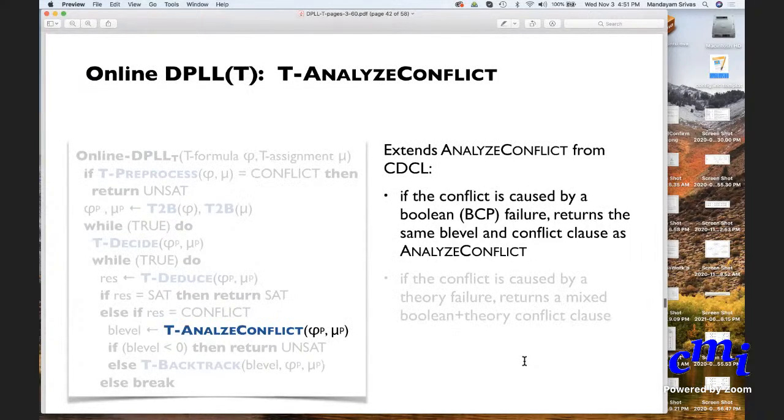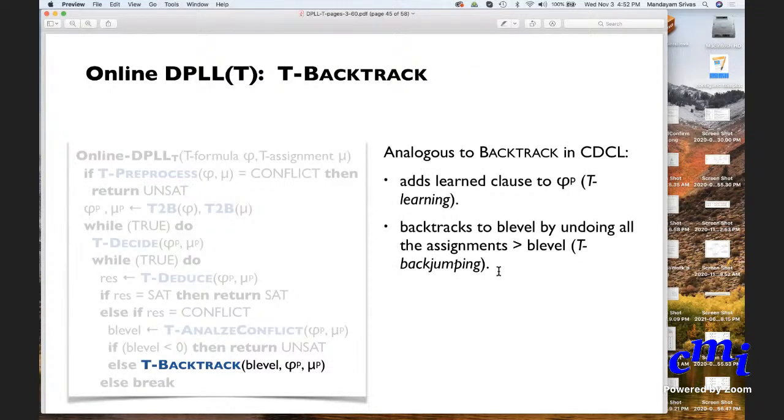Okay, so analyze conflict does something very similar, but here you can get two kinds of conflict clauses. The original kind of conflict clause, which is purely propositional in nature, but you can also get conflict clauses due to theory failures, and therefore you get these mixed conflict clauses. So the analysis will have to take both these kinds of conflict clauses into account. The backtracking works pretty much the same way.